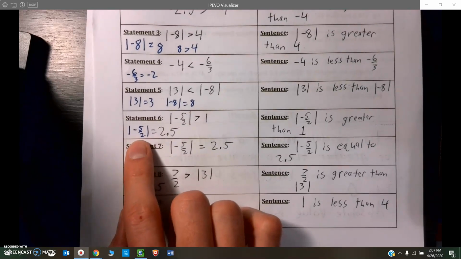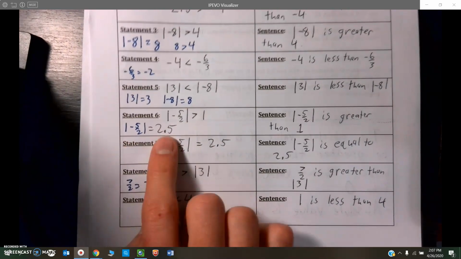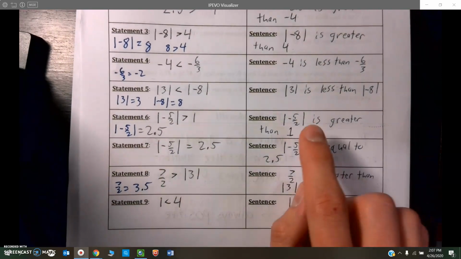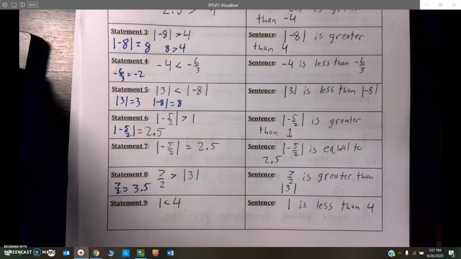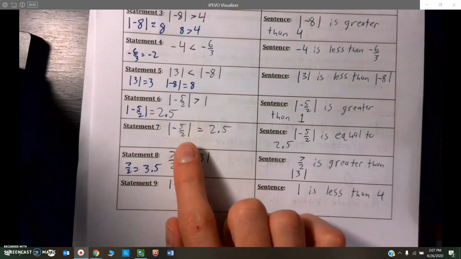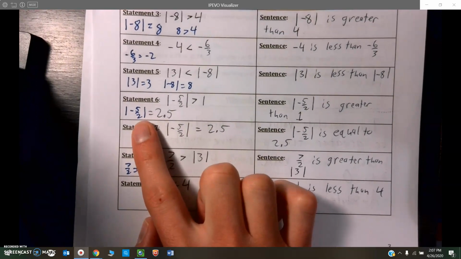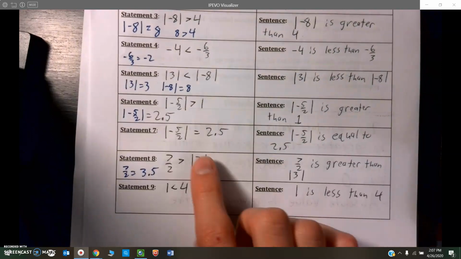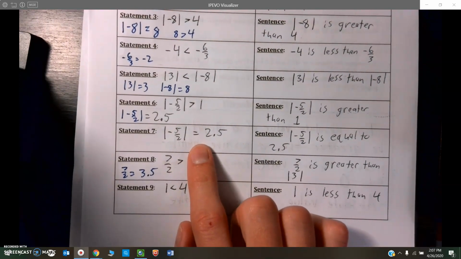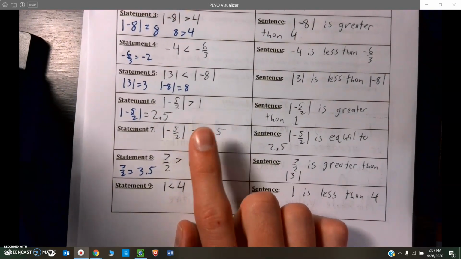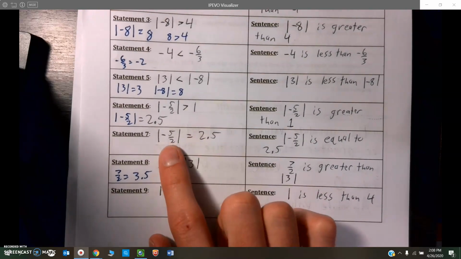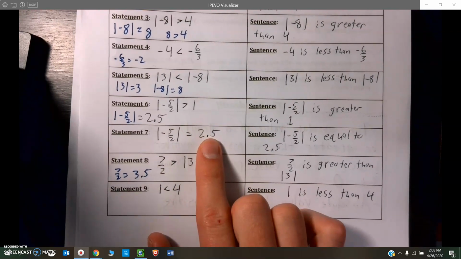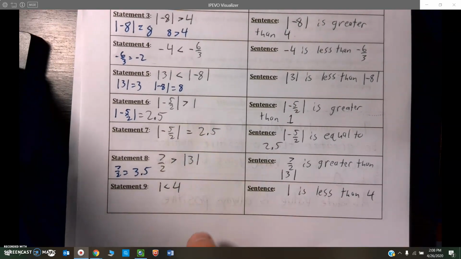So -5/2 is 2 5/10 units away from 0, and 2 5/10 is greater than 1. Down below, I used that again because I had just found out that the absolute value of -5/2 is 2.5. For this one, this is the only one that I did that wasn't an inequality. This one was actually equal. So the absolute value of -5/2 has the same value as 2.5.